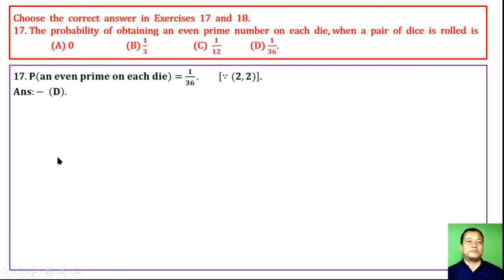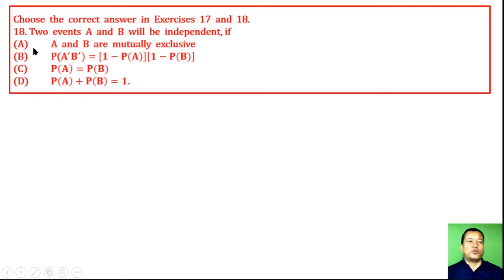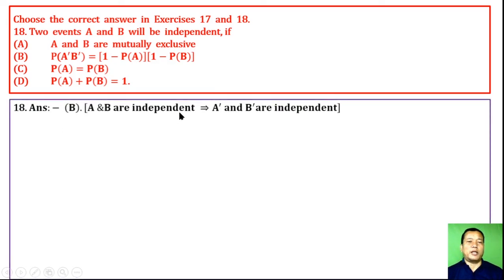Correct answer is D. For 18, two events A and B will be independent if A and B are mutually exclusive. P of not A not B is equal to 1 minus P of A into 1 minus P of B. P of A equal to P of B. P of A plus P of B equal to 1. This one is true. If A and B are independent events, then not A and not B are independent.